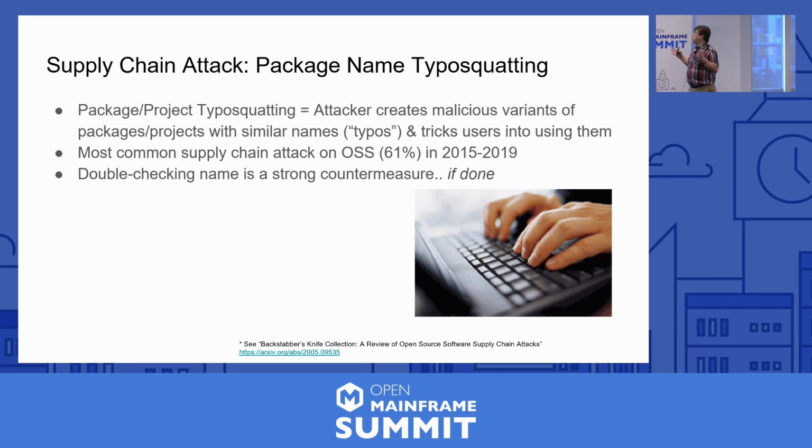Okay? And this is where the attacker creates a whole bunch of variants of package names that are almost the right name. You know, we'll swap a 1 with an L, or an O and a 0, or an underscore with a dash. And we'll do that a lot. And if you type in not quite the right name, you'll get the software, but not the software you wanted. This is by far and away the most common supply chain attack on open source software from 2015 all the way to 2019.